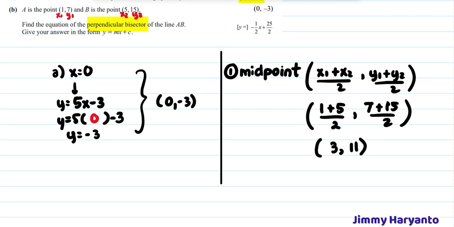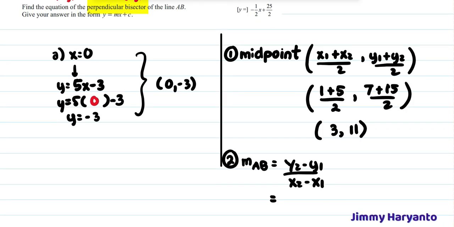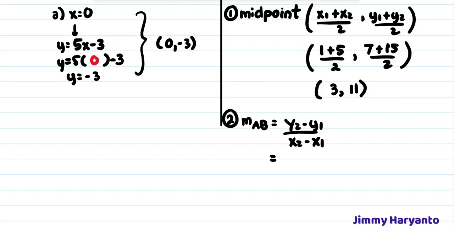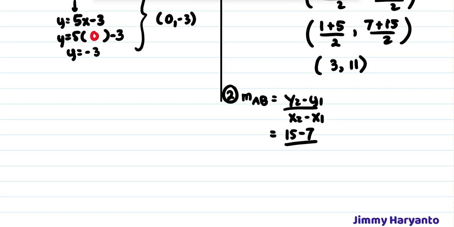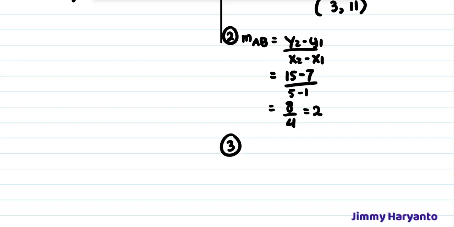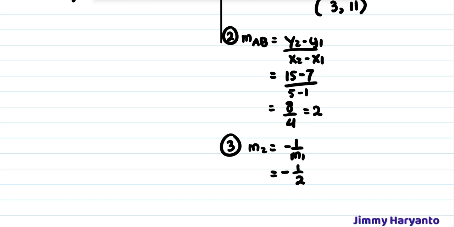Next, perpendicular bisector means you have to find the gradient also. Find the gradient of AB equals y2 minus y1 over x2 minus x1. So y2 is 15 and 7. 15 minus 7 over 5 minus 1. 8 over 4 equals 2. Third, because you read perpendicular, that means we have to find the second gradient equals negative 1 over the first gradient, negative 1 over 2.